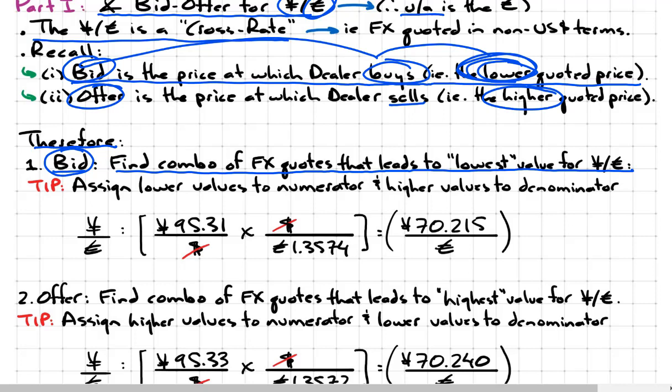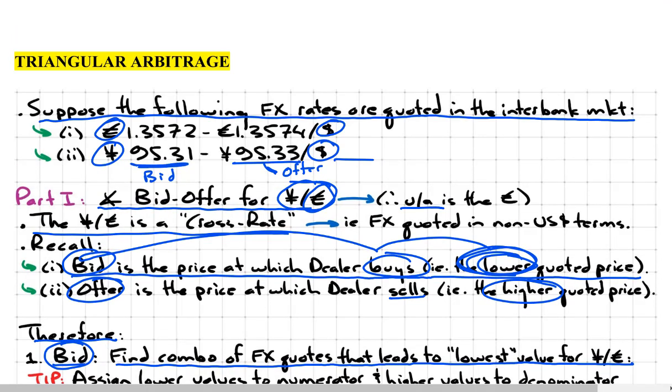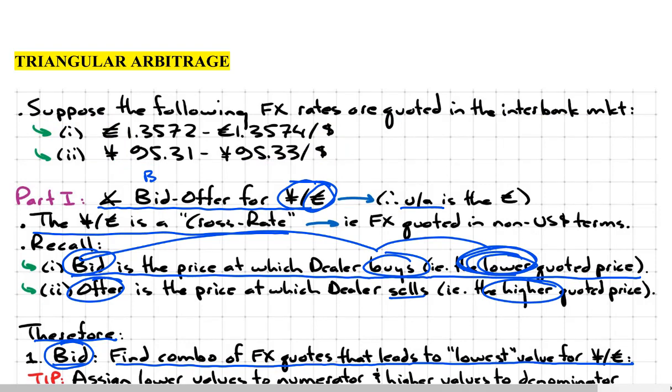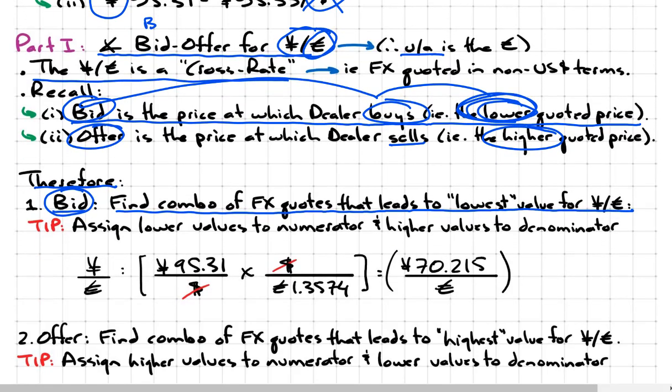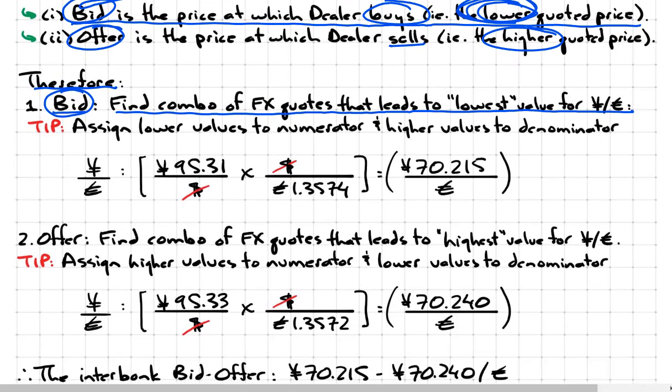Now the other thing is, because this is a cross rate, remember the currencies were quoted in terms of US dollars, right? But what we need to do is find the combination of these ratios so that we're only left with the euro and yen in the currency. So putting those principles together, we're going to find the cross rate. The first one is the bid cross. And again, we want to make sure that this combination results in the lowest possible value.